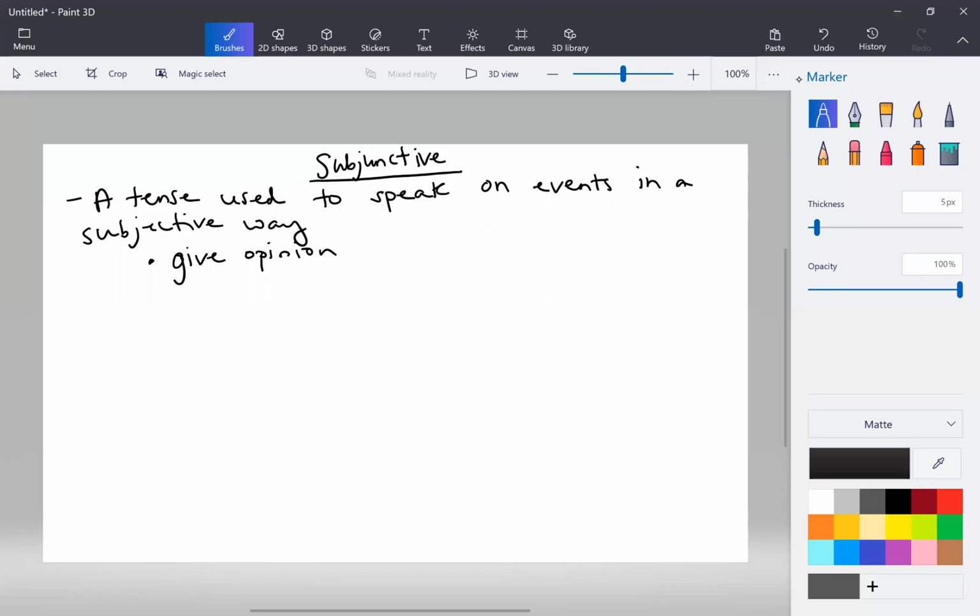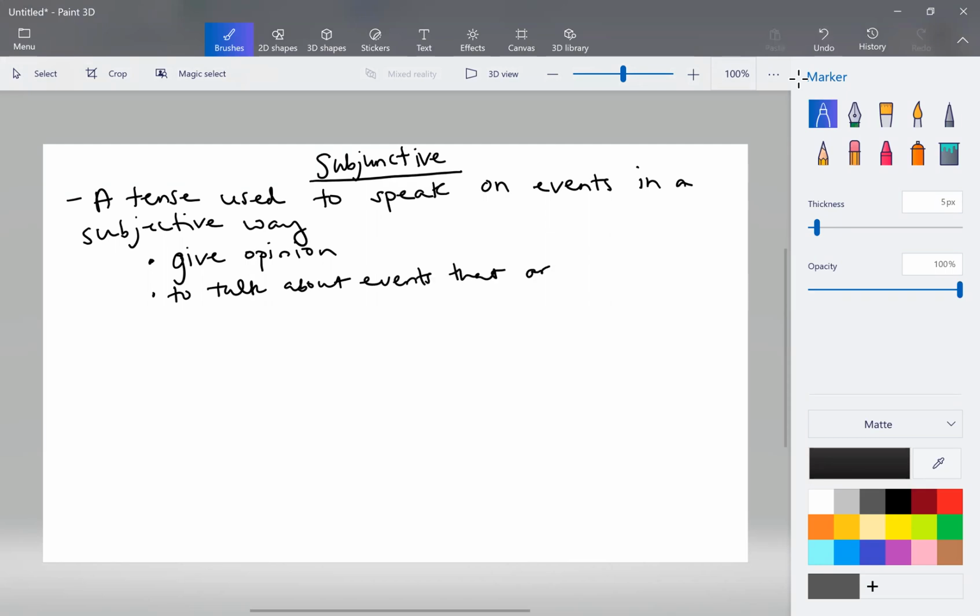Yep, to talk about things that are possible or probable. It can be used to influence. That's not how you spell that word. To influence the actions of others.